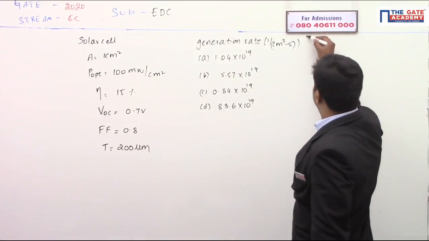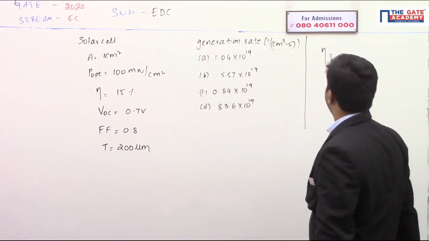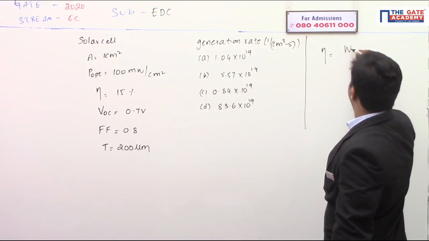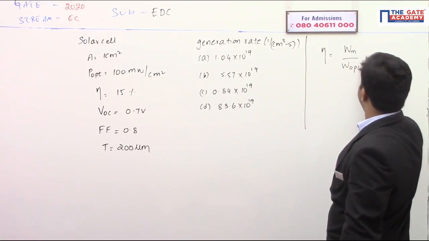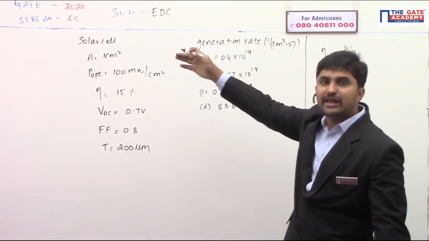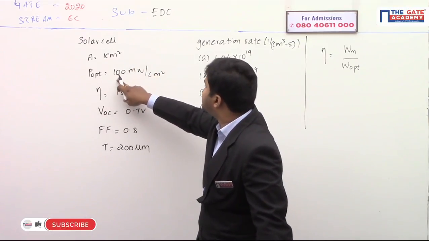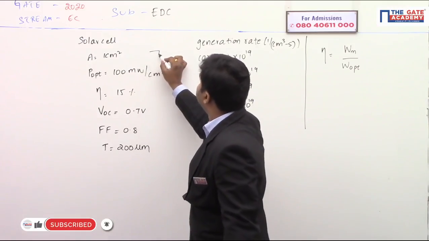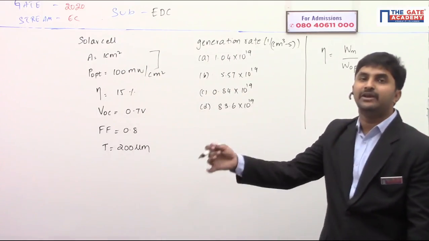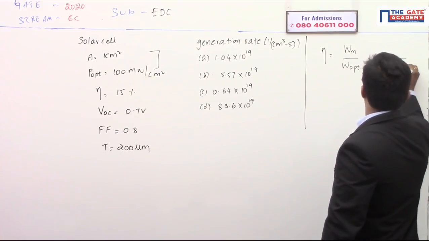How are we going to solve the problem? Using the help of the efficiency. Efficiency is nothing but the maximum electrical output power divided by the input optical power. We know the area of cross section is 1 centimeter square and the optical power is 100 milliwatt per centimeter square. It means the total optical power that we are having is 100 milliwatt. So the optical power is 100 into 10 power minus 3.